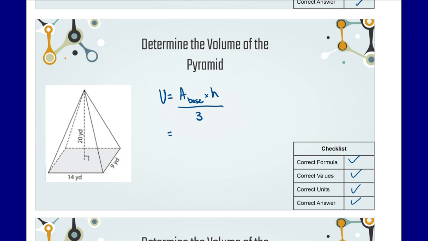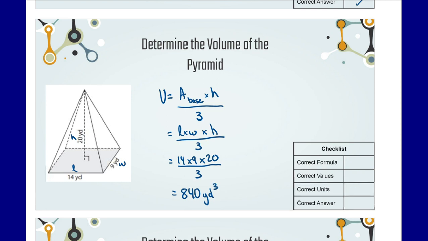So in this case, the area of the base is going to be length times width. And we're going to multiply that by our height of our pyramid, and we're going to divide by 3. So 14 times 9 times 20. We have our length, our width, and our height, all divided by 3. We get 840 yards cubed. And we can go through our checklist. We do have the correct formula, values, units, and answer.